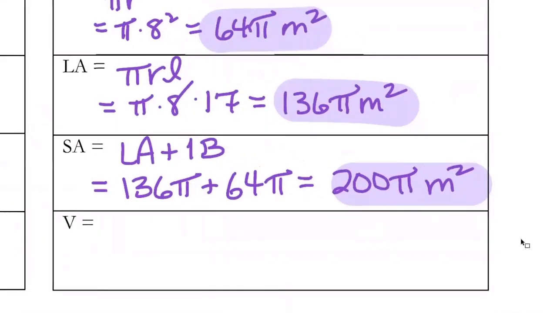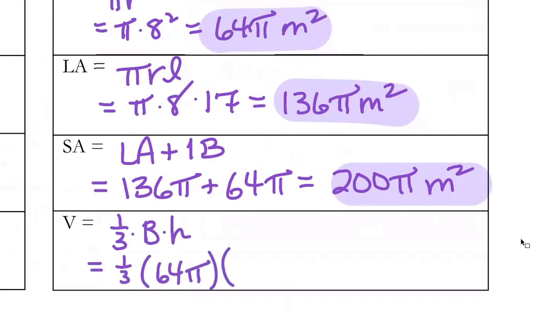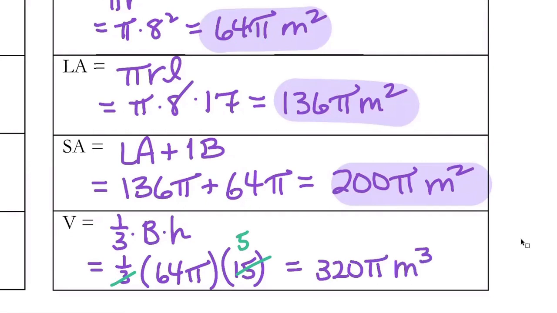And then volume is 1/3 base area times the height of the cone. The base area was 64 pi, the height is 15. So I'm going to take out the 3 there, and that's just 5 times 64 pi. So 320 pi meters cubed.